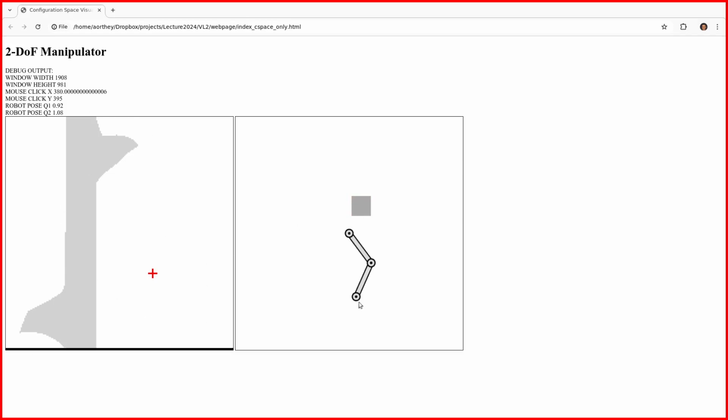And on the left here, you see the configuration space of this robot. The configuration space is basically the joint angles of this robot. And a point here is representing a specific configuration of this robot in this workspace. So you can see, if I move this point around, then the robot also moves around in the workspace.